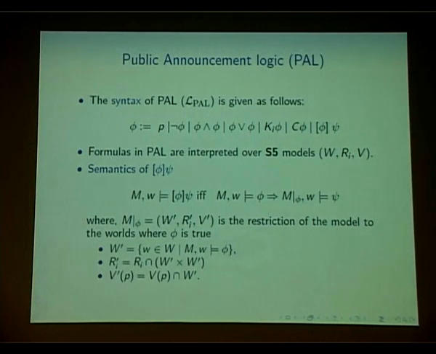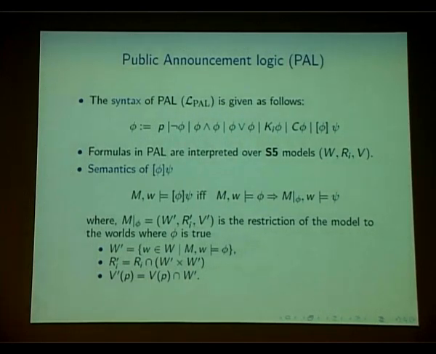So this is the standard syntax of public announcement logic. We are in the multi-agent setting. Therefore we have an epistemic operator corresponding to each agent. Therefore we use K_i, where i is the subscript for the agent. Formulas are interpreted over standard Kripke models which are equivalence models. So the relation R_i corresponding to each agent is an equivalence relation.